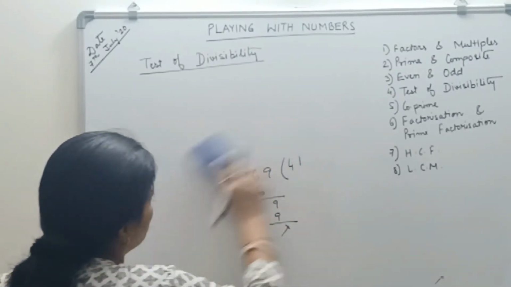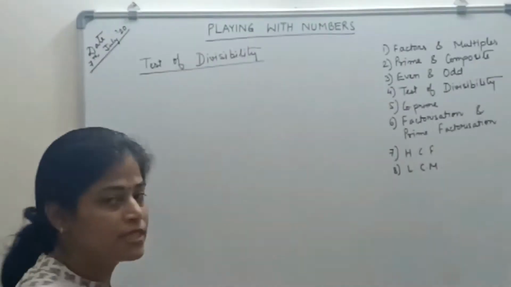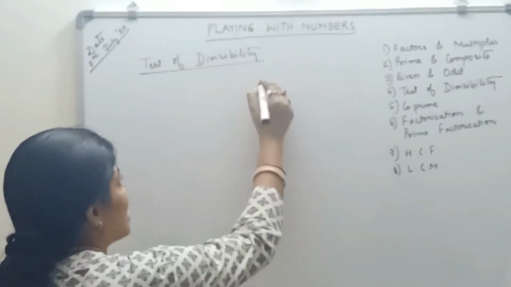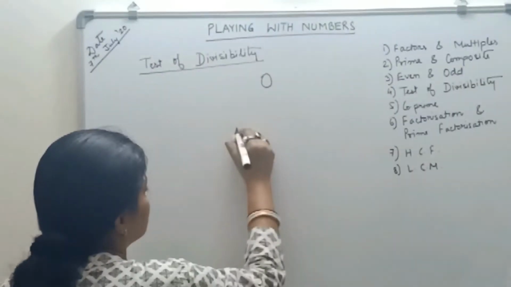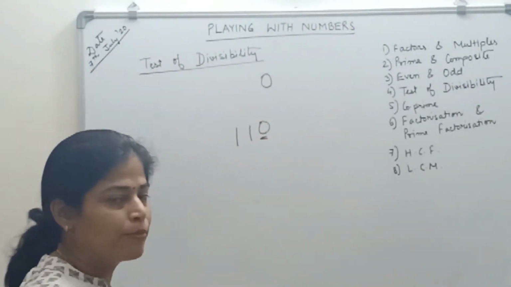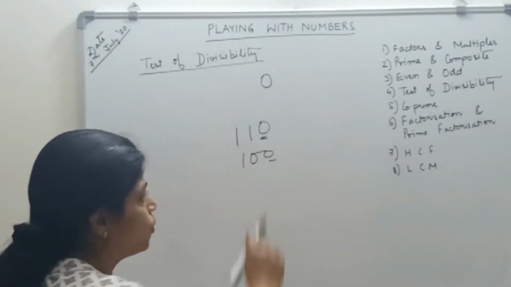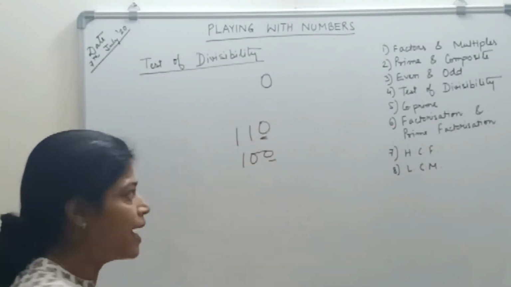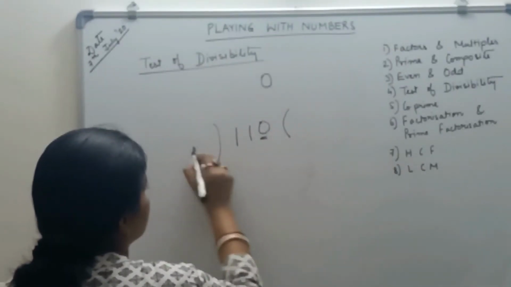Now coming to how can we tell that a number is divisible by 10 or not? A number is said to be divisible by 10 if the last digit of the number is 0. If any number, suppose 110, it will be divisible by 10 because the last digit of the number is 0. If I take 100, the last digit of the number is 0, then that number will be divisible by 10. Let me show you. Suppose 10.